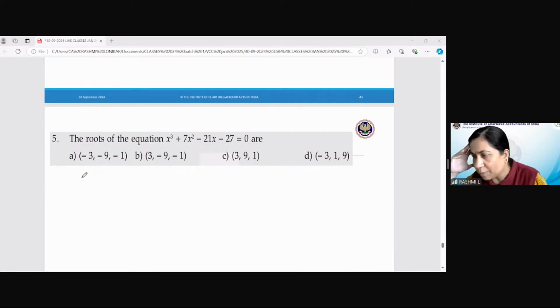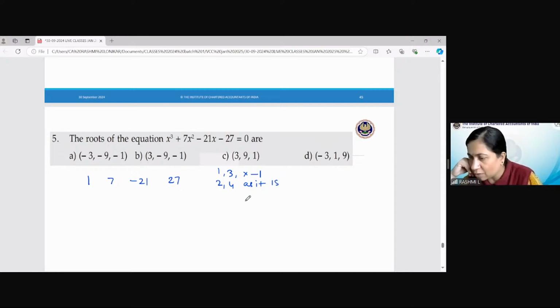Now here what is happening is 1, 7, minus 21, 27. Now 1 plus 7 is 8. 8 plus 27 is 35 minus 21. It is not equal to 0. So I cannot use 1 as a factor. Now what do I do? So first, third, multiply by -1. Okay, first term, third term you multiply by -1. Second, fourth, as it is.